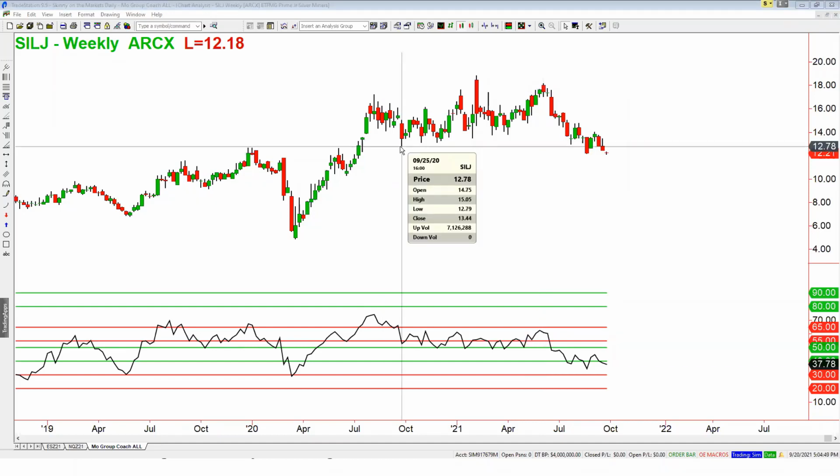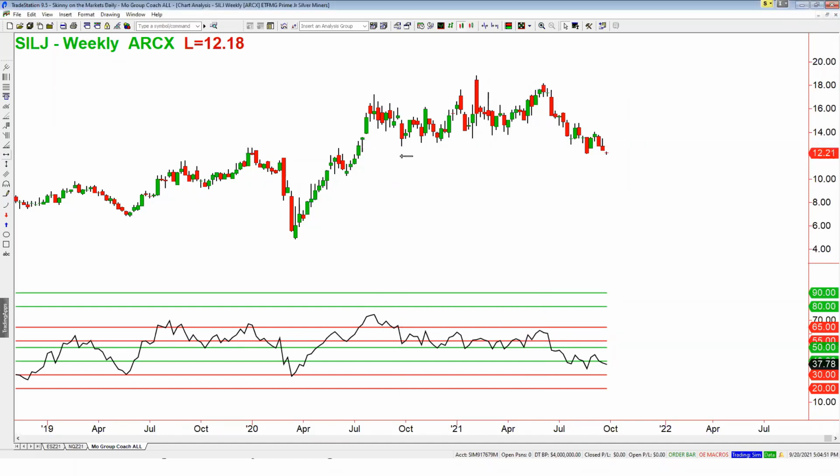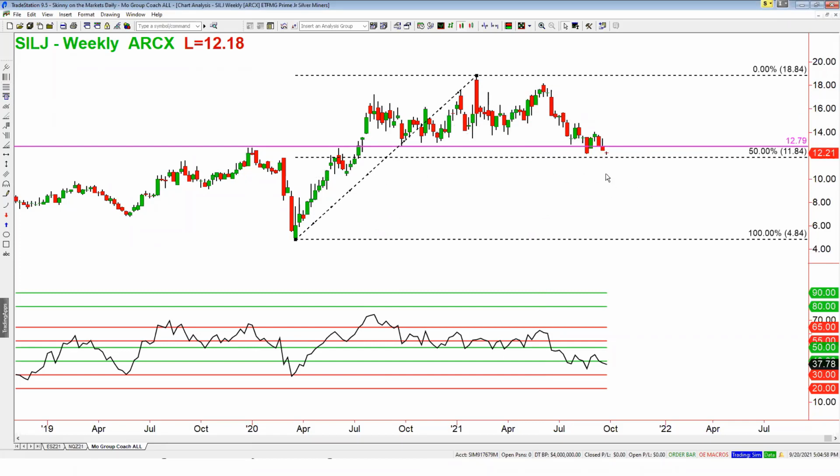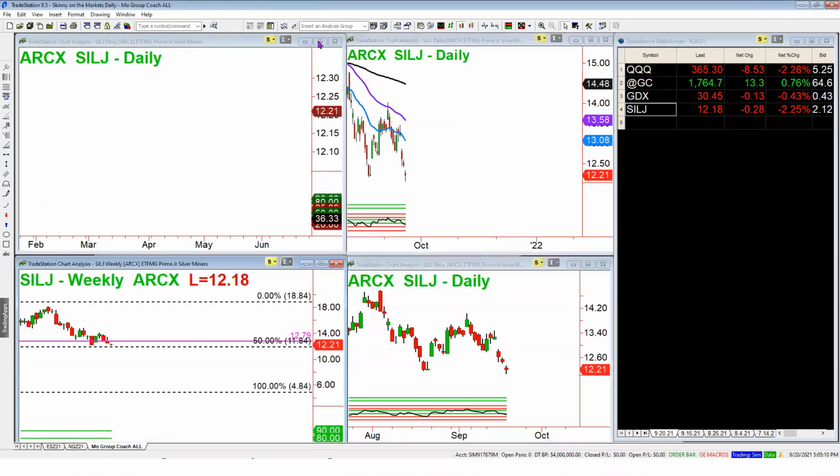So we've come in, we're attempting to push below this platform of support and continue to retrace this move. But look, what's so close by? What important retracement is close by? That's right, the 50% retracement, right? So I think silver might be at support on the weekly chart.